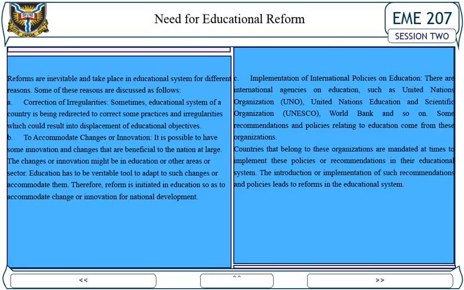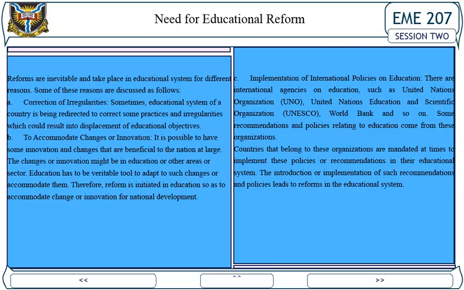A. Correction of irregularities. Sometimes, the educational system of a country is being redirected to correct some practices and irregularities which could result in displacement of educational objectives. B. To accommodate changes or innovation. It is possible to have some innovation and changes that are beneficial to the nation at large. The changes or innovation might be in education or other areas or sectors. Education has to be a veritable tool to adapt to such changes or accommodate them. Therefore, reform is initiated in education so as to accommodate change or innovation for national development.